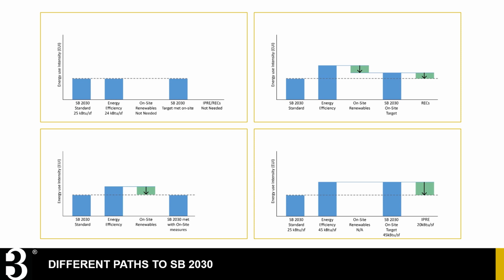The two projects on the right have bumped up against their cost-effective limits and are therefore investing in off-site renewables. The upper project is able to include some on-site renewable development, but needs to purchase RECs to get the remainder of the way to its SB 2030 standard. The lower project has a constrained site and is not able to implement any on-site renewables. They're installing renewables on a different site within the owner's portfolio to fully meet their SB 2030 standard.